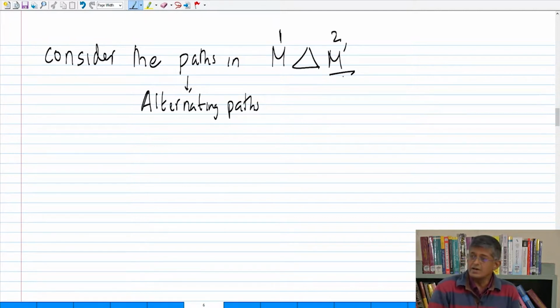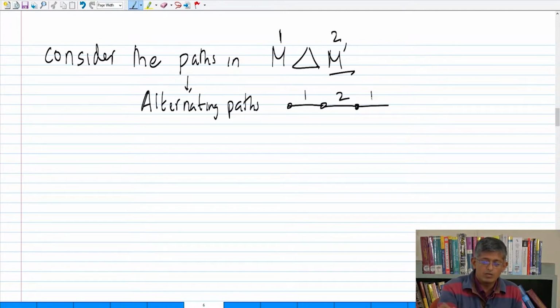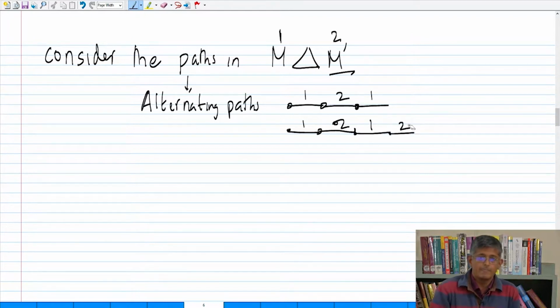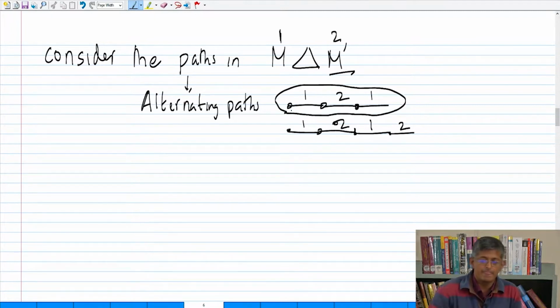Now, these are alternating paths. What do I mean by alternating paths? You look at each path, it will either look like 1, 2, 1, or it will look like 1, 2, 1, 2, and so on. Now, what I claim is that there must be one path which looks like this. Can you see why? Just by looking at this picture.